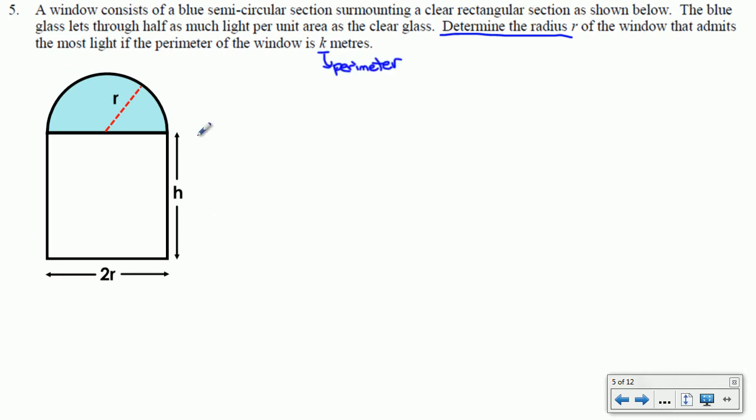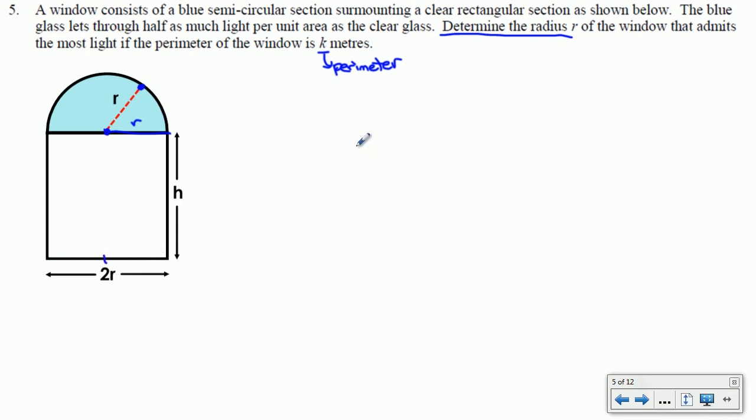So here's the window. We have a semicircle on top of a rectangle. I have taken the liberty of drawing in a few important quantities like the radius of the semicircle, the height of the rectangle, and the width of the rectangle. If we were to extend the radius of the semicircle in this direction, that is also r. So that makes this 2r.